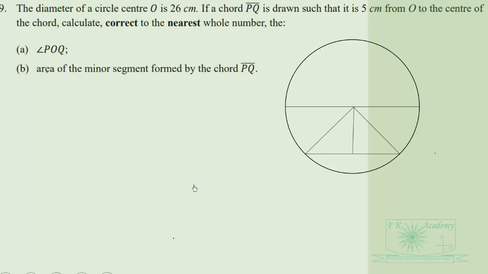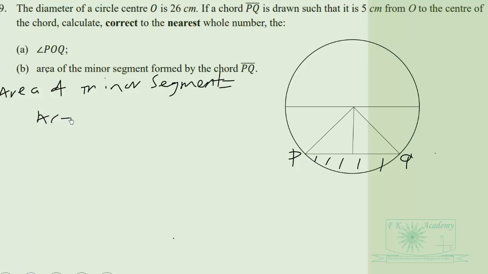Now, with the B part of this question, we have to find the area of the minor segment formed by chord PQ. So minor segment here, this is PQ, remember? So that is the area of the sector. So area of minor segment is equal to area of sector minus area of the triangle.